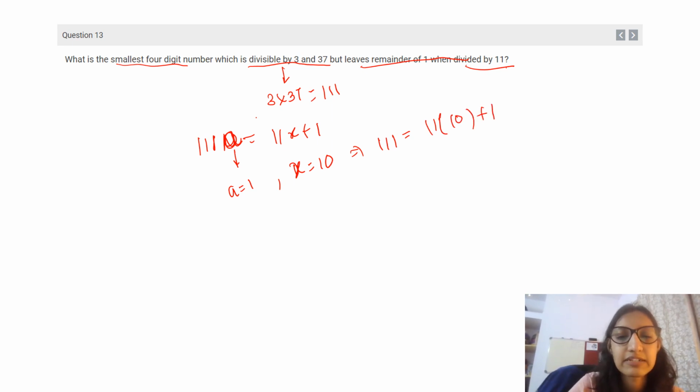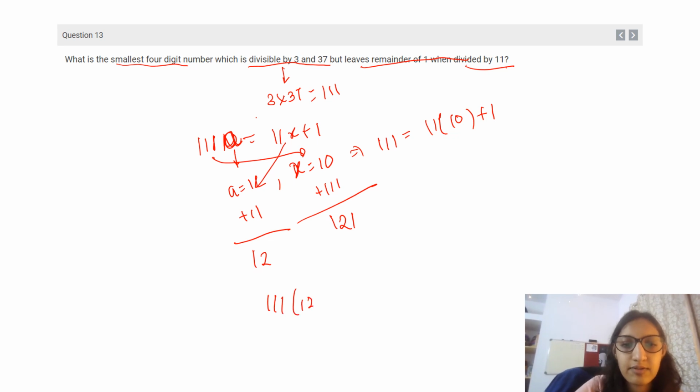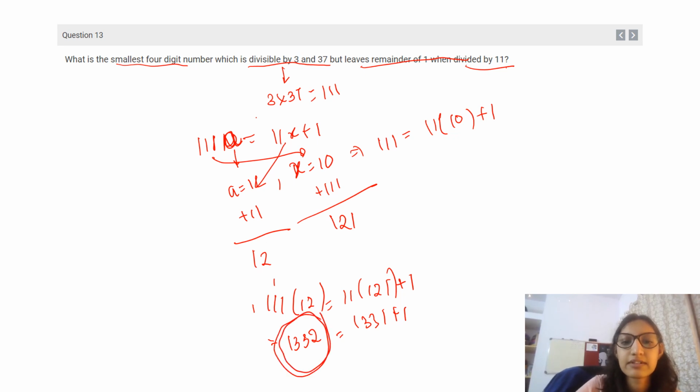But this is not a 4-digit number, so going forward to the next solution, I think you should add 11 in this, and the coefficient of a, to get the next solution. This is 121, this is 12. So just try this down. 111 into 12 is equal to 11 into 121 plus 1. I think this should satisfy. This will give you 1332, and this will be 1331 plus 1. So yes, this satisfies. So the smallest 4-digit number is 1332. Okay.